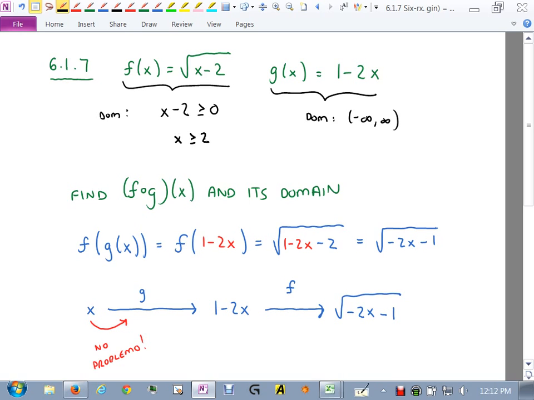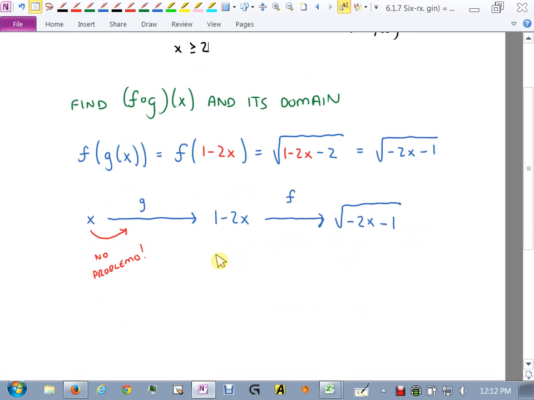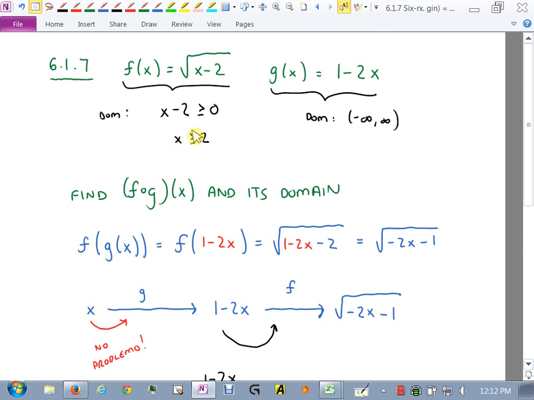Agreed? Yes? So what we need to see here is that when we're going from here into here, we need to be sure that the 1 minus 2x is greater than or equal to 2. Because that's what f can handle, right? f can handle whenever this thing inside, whatever it is, is greater than or equal to 2.